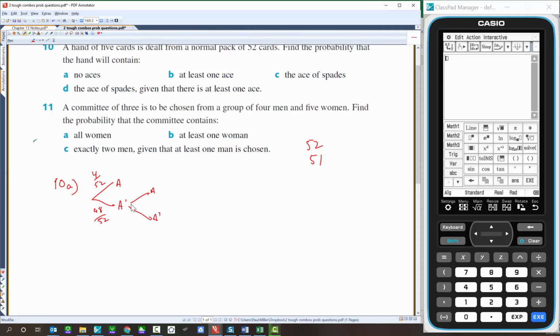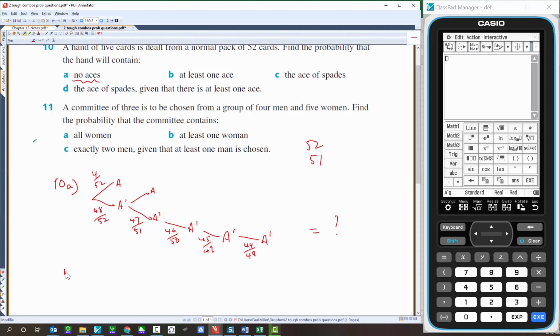Now, not an ace at this point here, because I've given out not an ace first of all, there's 47 not aces left in the pack out of the 51 cards. We're looking for no aces, which means this will happen every time. 46 out of 50, 45 out of 49, and 44 out of 48. And what you would do is multiply those out to get an answer.